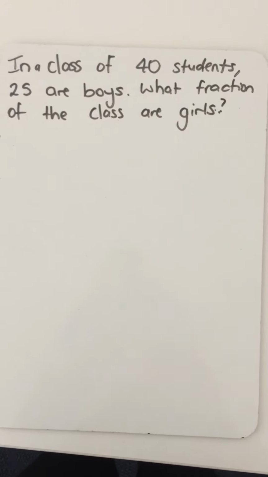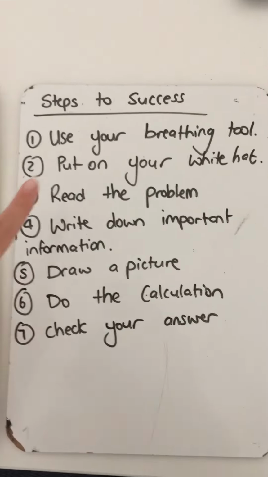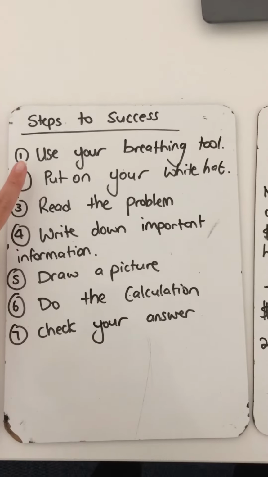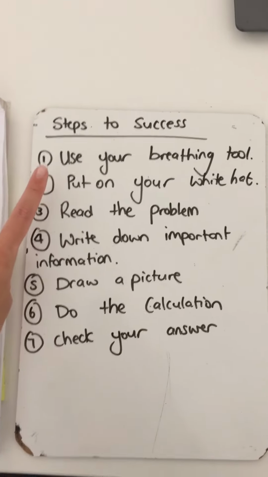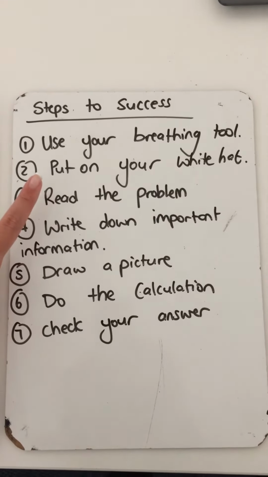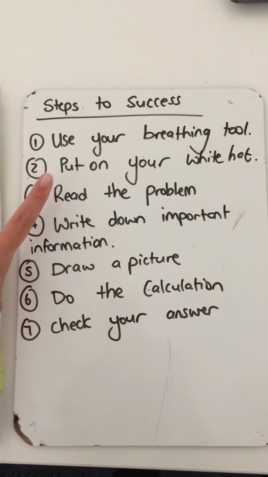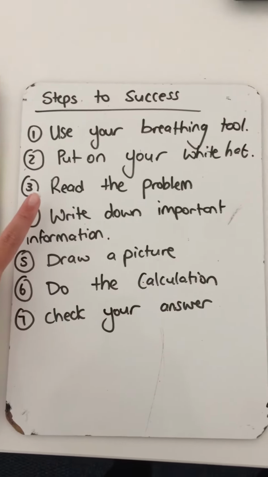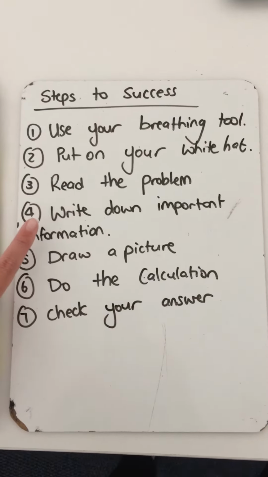Now, to do another example. In a class of 40 students, 25 are boys. What fraction of the class are girls? Step to success number 1, using our breathing tool. Let's breathe in and out. Step to success number 2, put on your white hat. We put on our white hat so we remember all of the important information. Number 3 is to read the problem, and number 4 is to write down the important information. So let's read the problem and write down the important information.